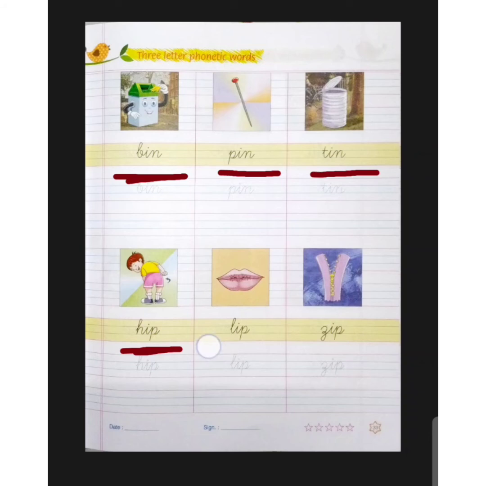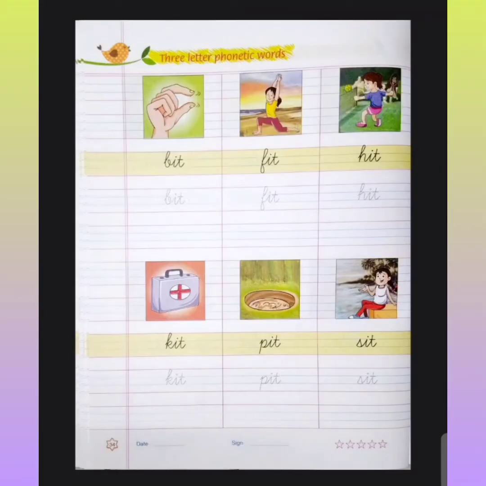Now the next is lip, lip. Lip we have already studied. Lip, lip, and you can see the picture also. And the last one is zip, zip. Now we come to the next page, that is page number 34.